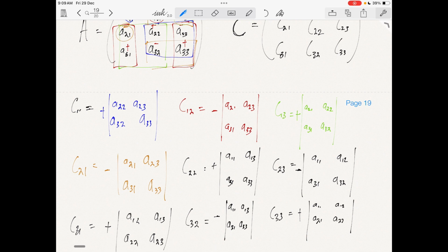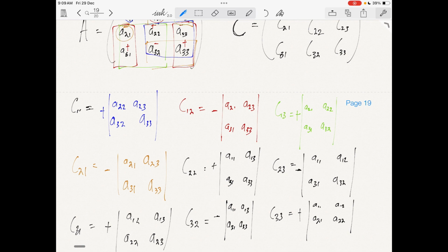Now, our understanding of determinants is what will help us to generate the matrix of the cofactors. Once we have been able to generate the matrix of the cofactors, then we'll be able to find the adjoint of the matrix with ease.